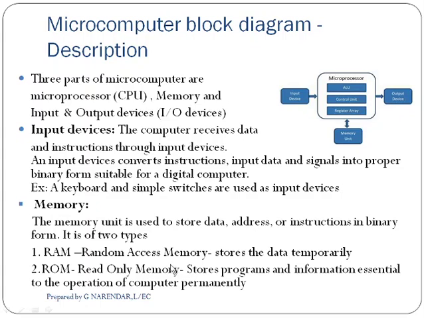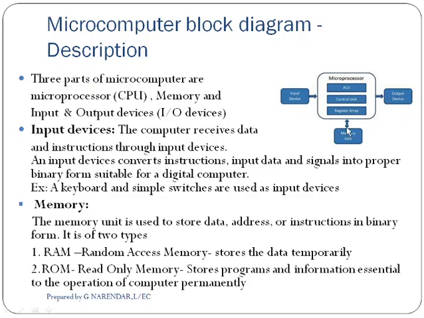So RAM stores the data temporarily, and ROM permanently stores programs and some information which is required for operation of the computer. So that is the function of your memory. Next, we have given the instructions and data through input devices, and it converted the data and instructions into binary, and those are stored in your memory unit before they are processed by your microprocessor.